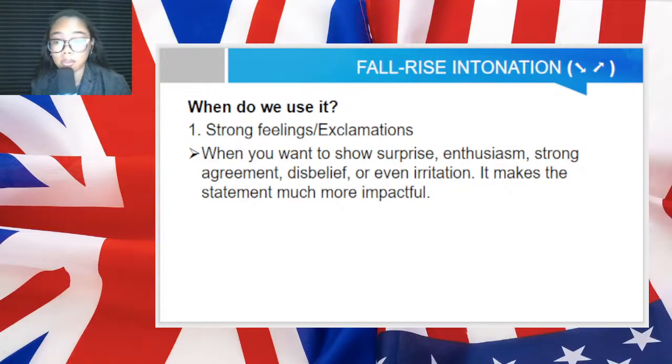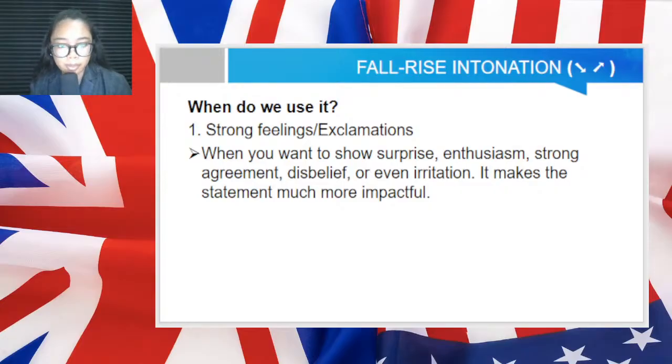So we use it for strong feelings or exclamation. So when you want to show surprise, enthusiasm, strong agreement, disbelief, or even irritation, it makes the statement much more impactful. Okay? So that's it for strong feelings or exclamations. Let's break down each of these powerful emotions that the rise fall intonation helps us express.